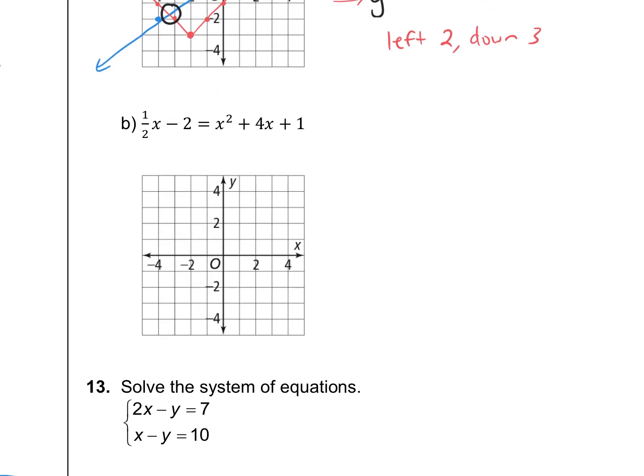Yeah, we need to separate them. So we got y equals 1/2 x minus 2. And our second one is y equals x squared plus 4x plus 1.